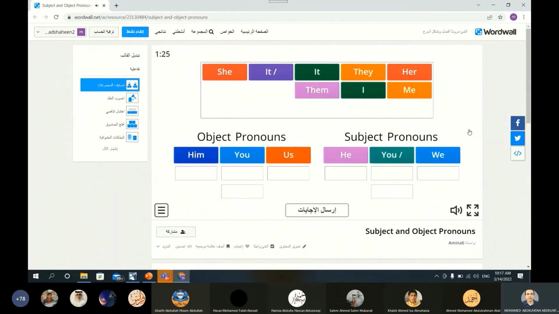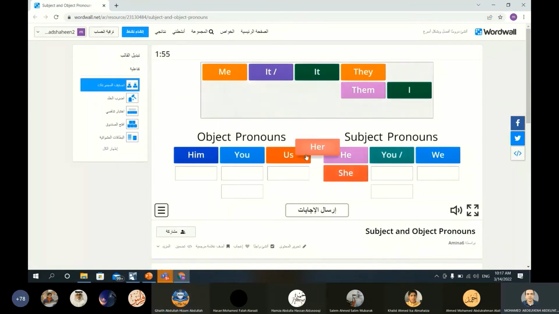All students, I want to listen to your answers. Not only one student is asked to finish this activity, but all the students in the class should participate in finishing it. And now, she, is it a subject or an object pronoun? Subject pronoun, bravo. What is the object pronoun of the subject pronoun she? Her, good.